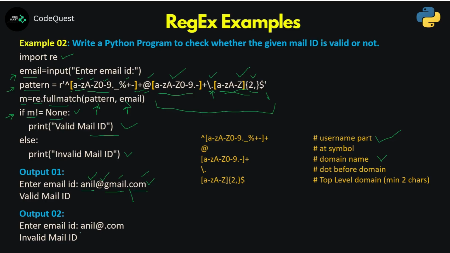Now let's say we have taken something like this, anil@.com. Now this part is absolutely valid matching. Now @ is also mandatory, it is also matching. But there should be some letters or some digits before the dot. But we can see between @ and dot, we do not have any characters or any symbols here. Hence, the match is not going to be matching with the pattern. Hence, it is going to return None. As a result, my else part will execute, printing it is invalid email ID.